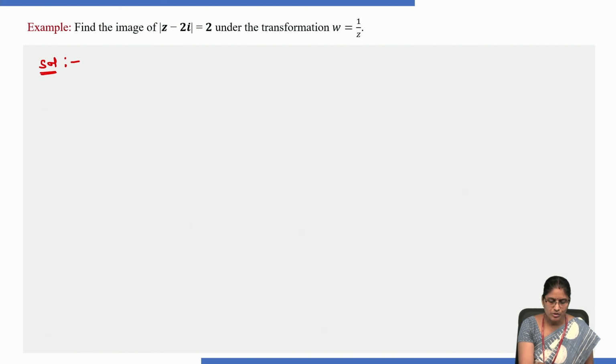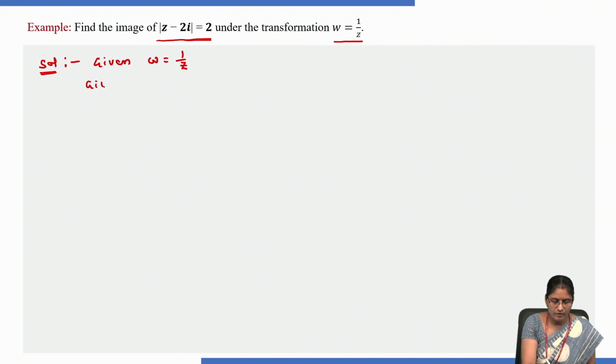Find the image of mod Z minus 2i is equal to 2 under the transformation W is equal to 1 by Z. We have to find out the image of a circle. Circle equation is given, mod Z minus 2i is equal to 2, and the transformation is also given, W is equal to 1 by Z. First note down the given transformation. Given transformation W is equal to 1 by Z.